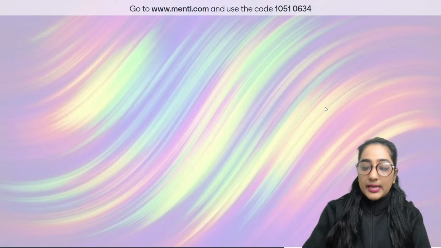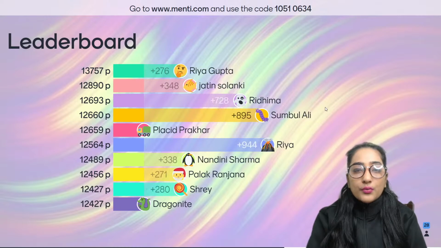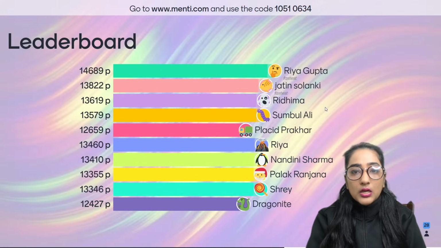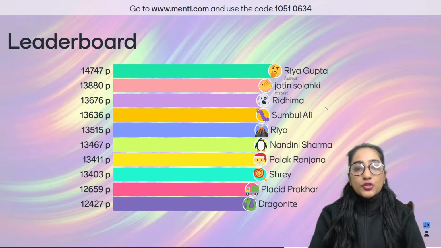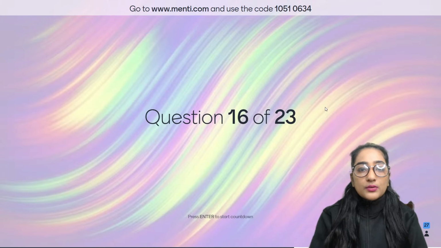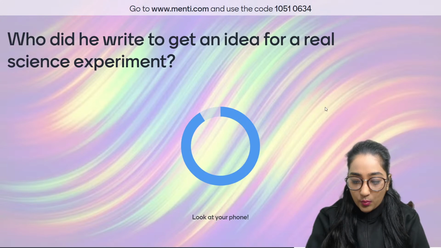What does the leaderboard talk about? I've got Riya at the very first position. And then Jatin is the fastest one again. Ridhima, Sumbul, Riya, Nandini, Palak, Shrey, Placid, Prakash, and Dragonite. Now let's move ahead to the next question. Question number 16 on your screen. Let's move ahead. What does it say?